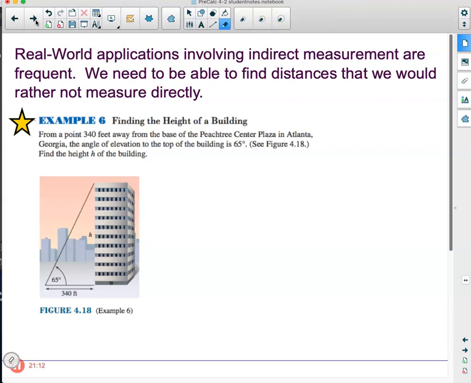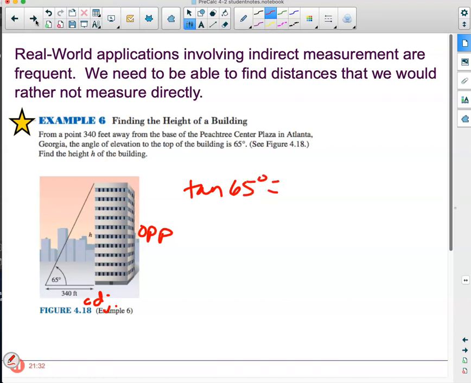Oh, I don't know if you can see that well enough. Let me put that over here. H is opposite our 65-degree angle, and the 340 is right next to it, which would make it adjacent. And you think, SOHCAHTOA, opposite over adjacent, that's tangent. So tangent of 65 degrees equals H over 340. And obviously we'd have to multiply both sides by 340.